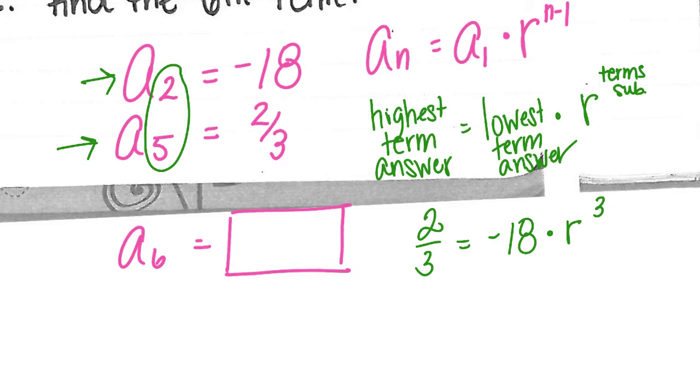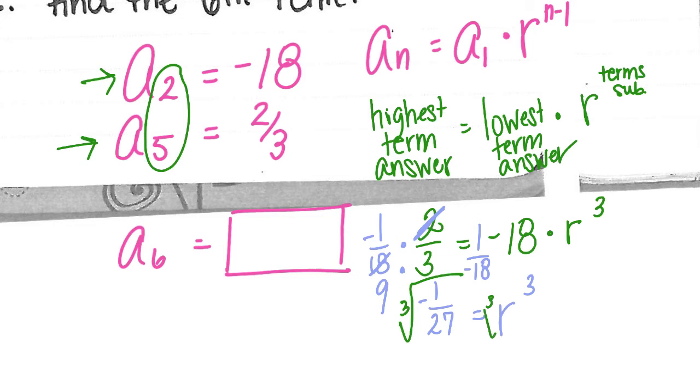Now I'm just solving for r. When I solve for r, I'm going to multiply by negative 1 over 18. Always reduce: 2 and 18 is 9. So it looks like r cubed is equal to negative 1 over, well, 9 times 3 is 27. I do need to take the cube root of each side to solve for r, and r is equal to negative 1/3. So what that's saying is my common ratio is negative 1/3.